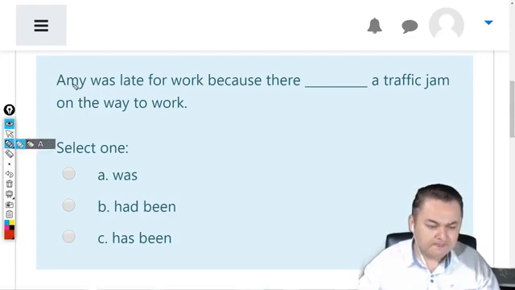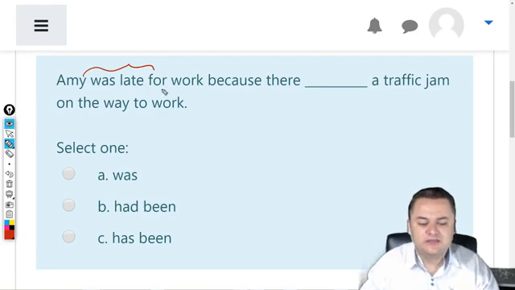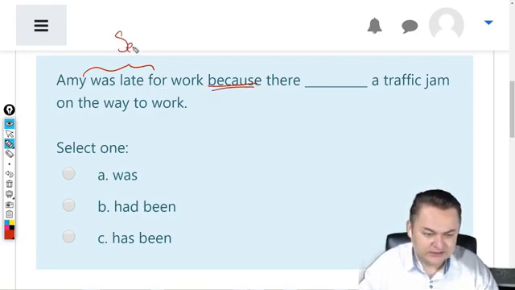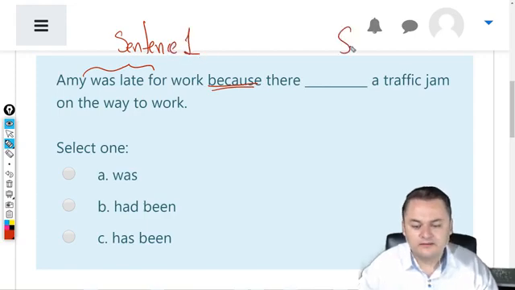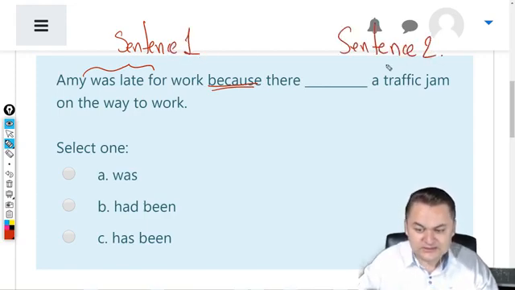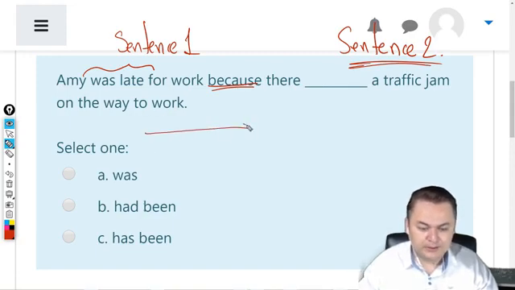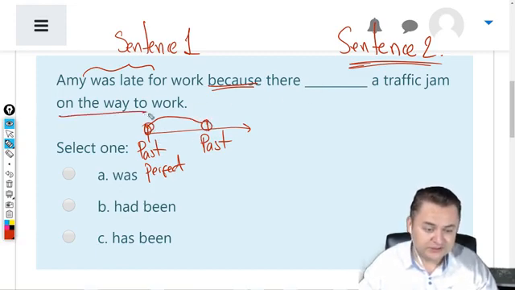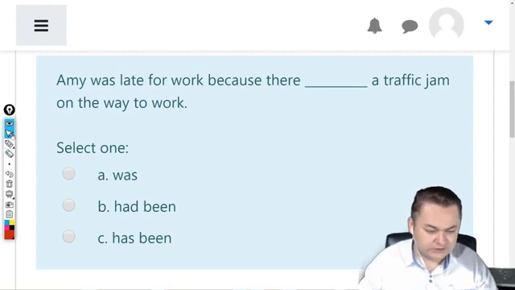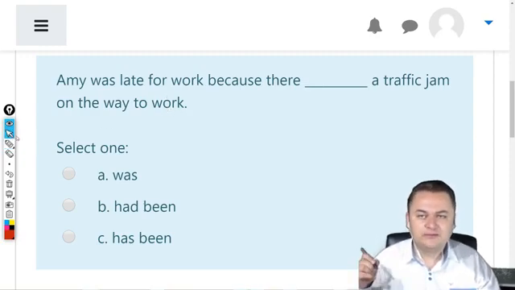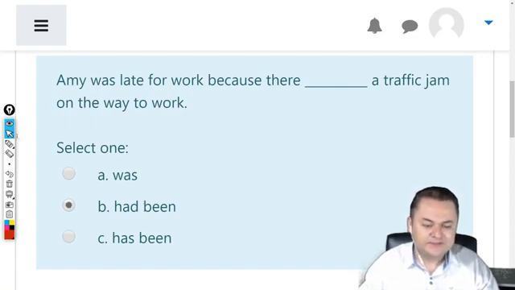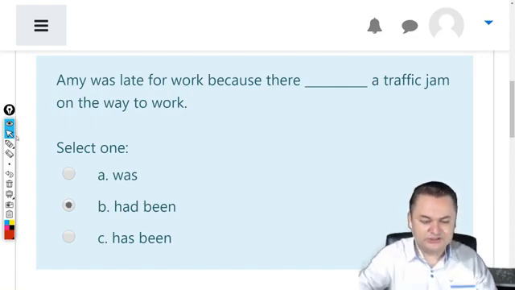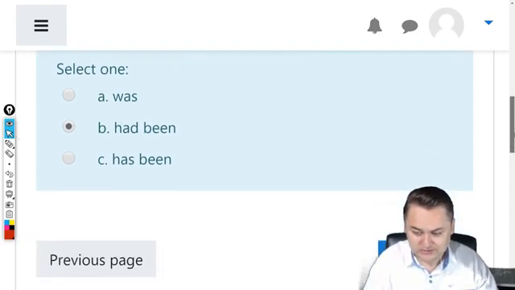Now here we have, Amy was late for work because there was a traffic jam on the way to work. So this is simple past. This is my linker. So this is the sentence 1. And this is the sentence 2. This sentence 2 then should be in past perfect again. Simple past here, past perfect here, and I am going to link two actions. First, there was a traffic jam, then, or that's why she was late, but the way to express it is in past perfect. So we say, Amy was late for work because there had been a traffic jam on the way to work.